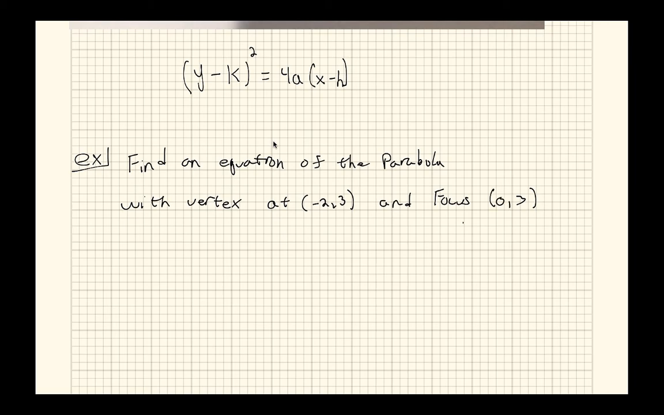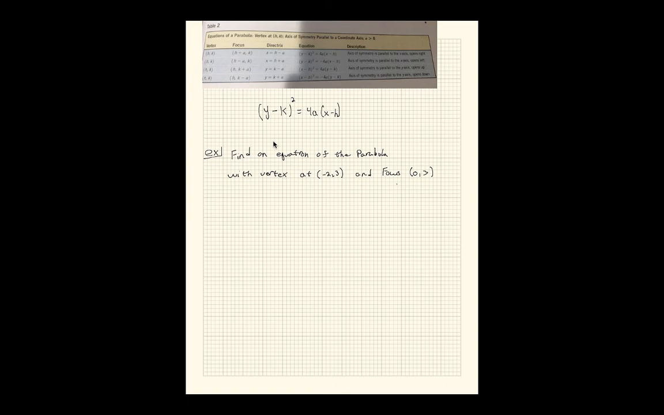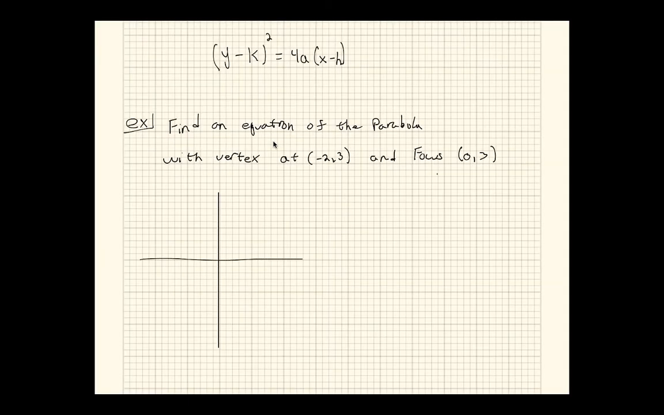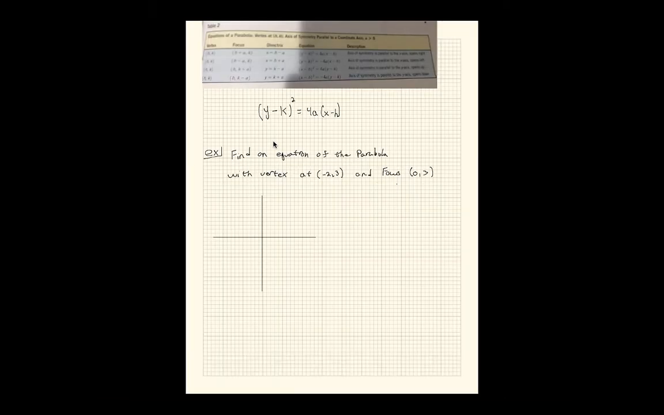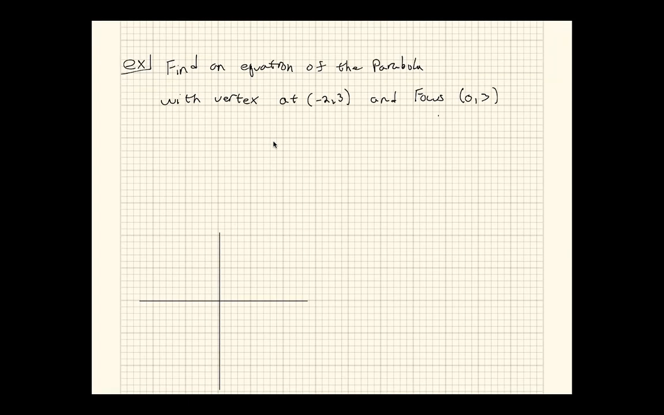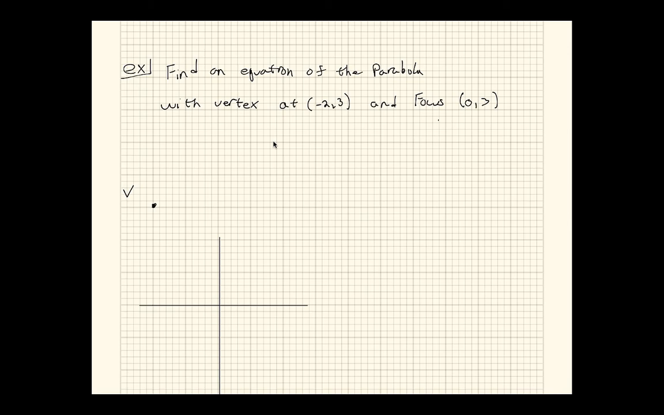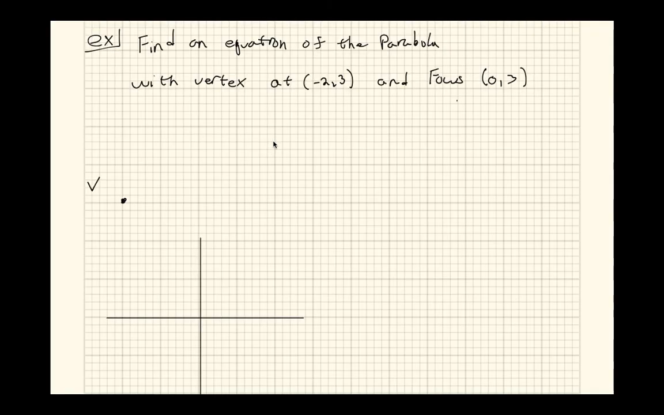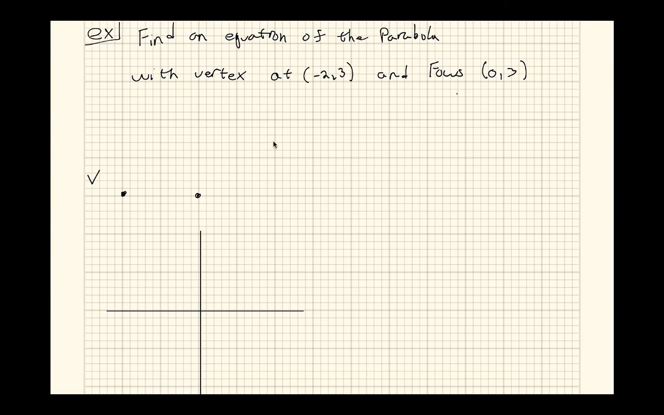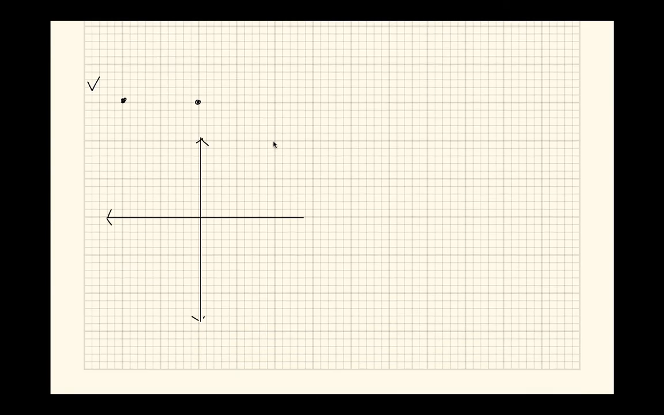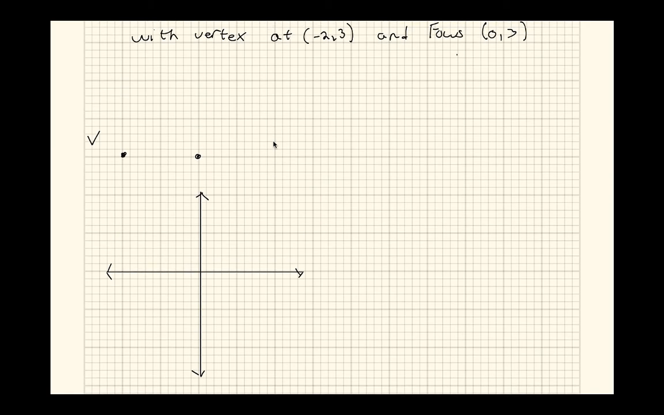So first thing we want to do is try to identify which direction this parabola is opening. The way to do that is to draw a quick sketch to see what's going on. The vertex is left 2 and up 3. Give myself a little bit more room. Left 2, up 3. There's my vertex, and the focus is at 0, 3. Okay, I have my vertex and I have my focus.